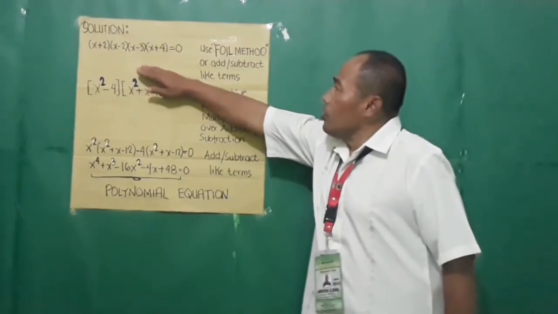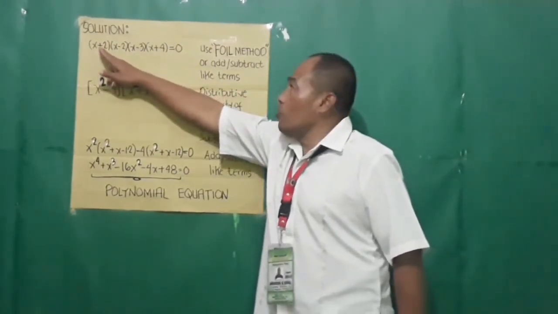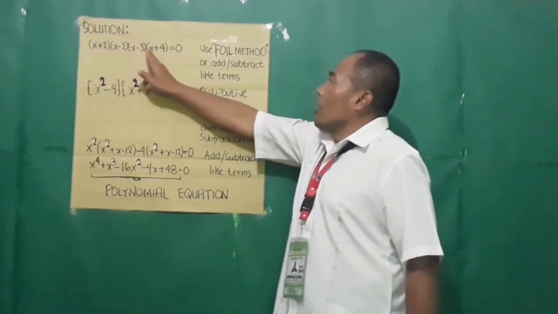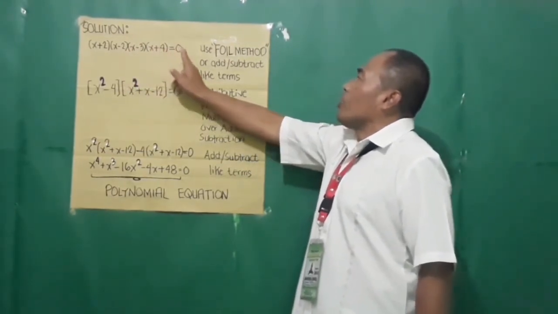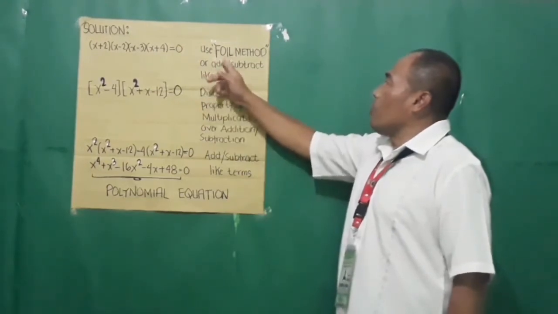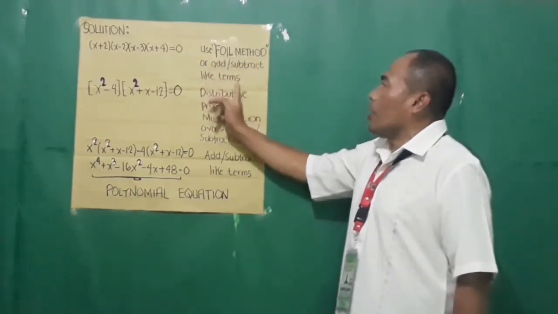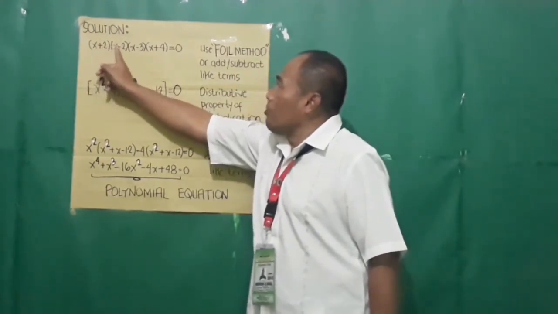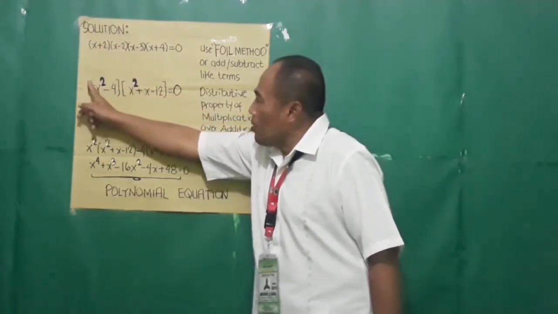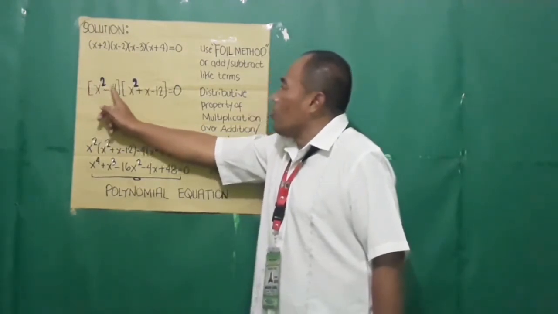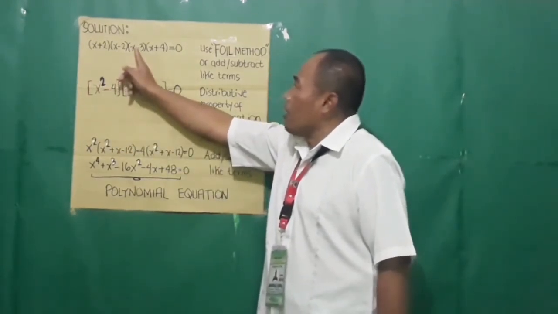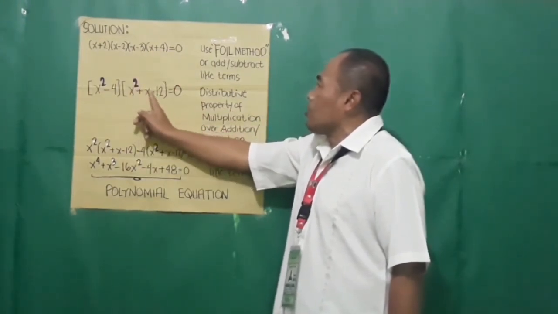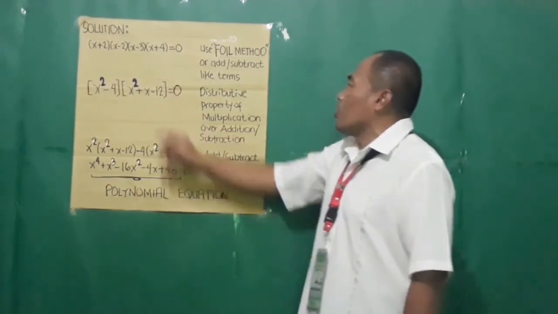Create the equation (x plus 2)(x minus 2)(x minus 3)(x plus 4) equal to 0. Use the FOIL method or add and subtract like terms. So let us multiply x plus 2 and x minus 2. The result is x squared minus 4. Then multiply x minus 3 times x plus 4. The result is x squared plus x minus 12, equal to 0.